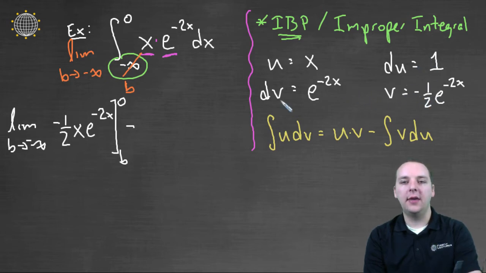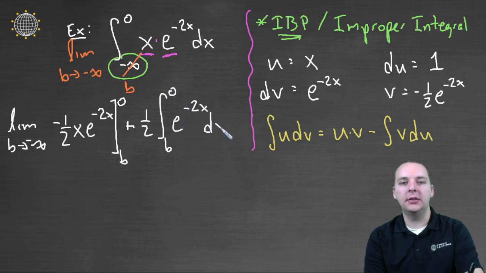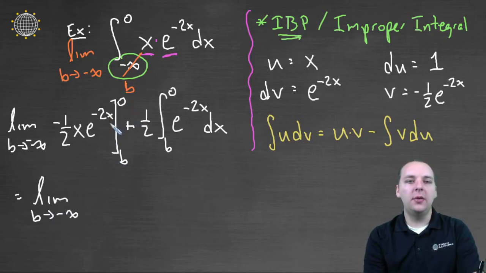I'll pull the negative 1/2 out since it's a constant. That will make it plus 1/2 the integral from b to 0 of e to the minus 2x dx. So this will be the limit as b goes to negative infinity. It doesn't really matter if you plug in these limits now or wait until after we do the second integral. I guess we can go ahead and plug it in. If you plug in a 0, you'll get 0.